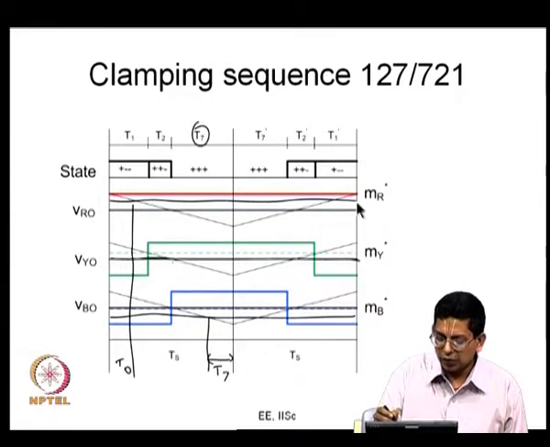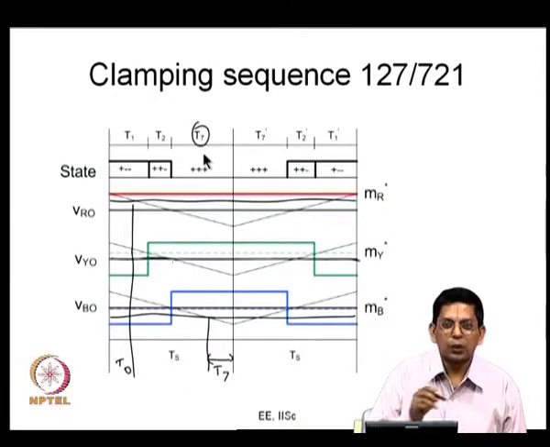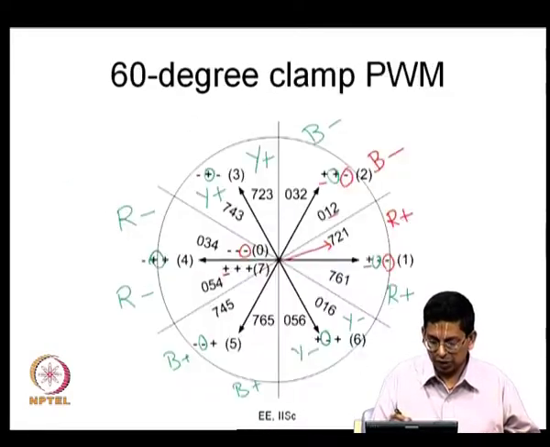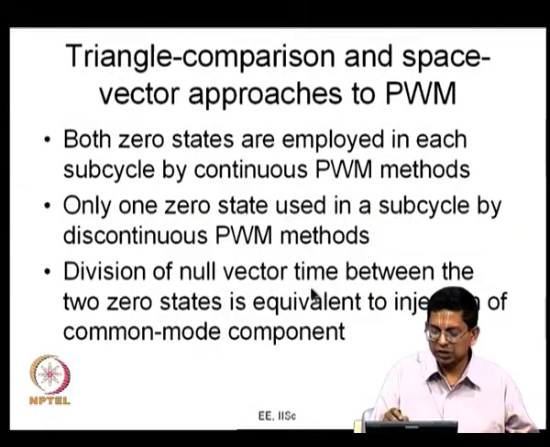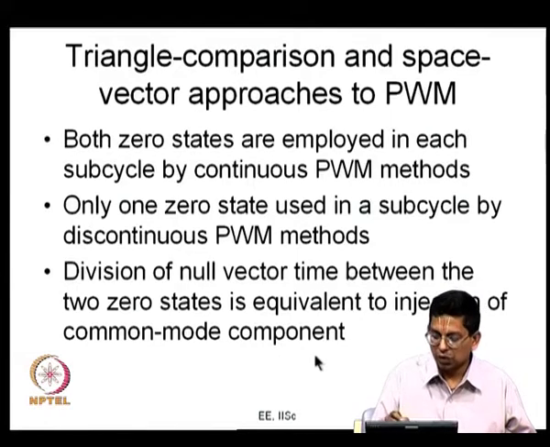On the other hand, I have shown for another example what I have drawn here is some other value of common mode. If it is some other value of common mode, what you see is both 0 and 7 are getting applied, but the sum of T0 plus T7 is equal to the old Tz. That is how it happens now. That is the point that I was making. The null vector time is what is different. The division of null vector time between the two 0 states, that is equivalent to injection of common mode component.